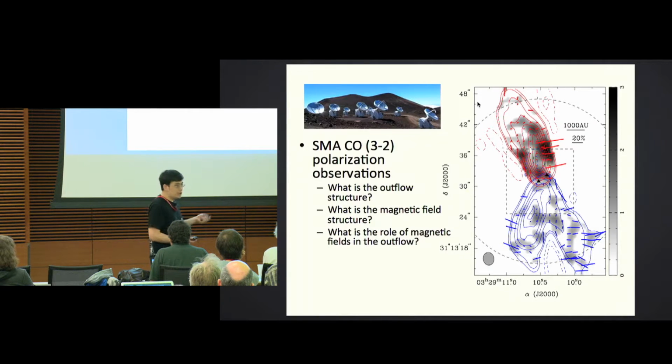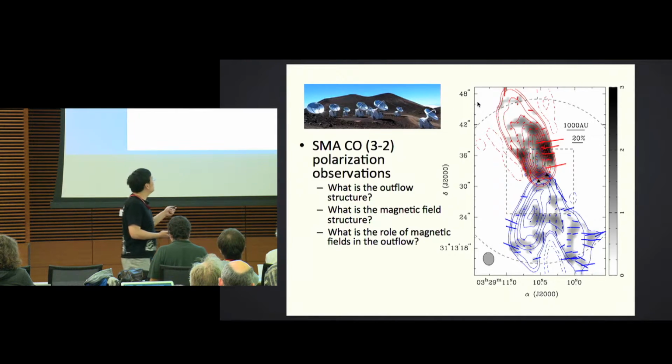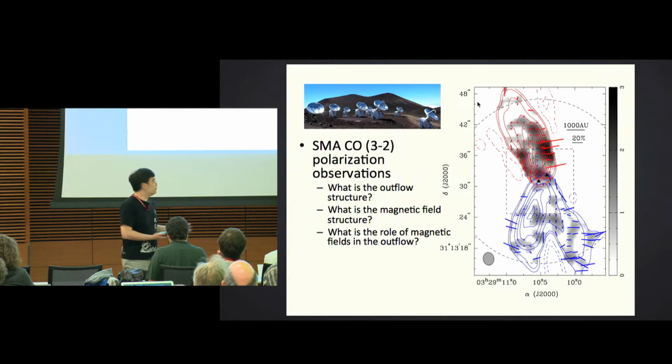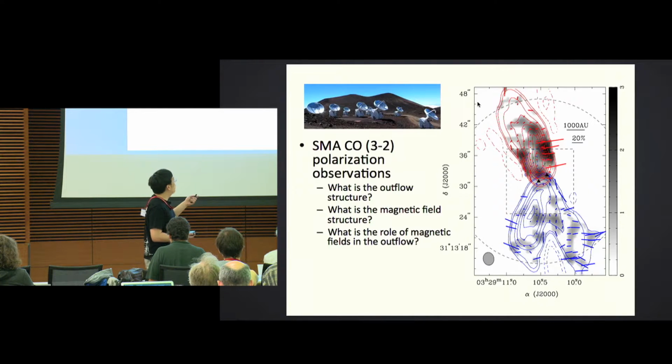With SMA, this is our main result of CO 3-2 polarization maps. There is a lot of information included here. The contour shows the total Stokes I emission of this outflow, which will tell us the structure of the outflow. And here, the vectors show the polarization detection in the E-field direction. I will talk about how we identify the magnetic field structure from this polarization map, and more importantly, what role the magnetic field plays in this outflow.